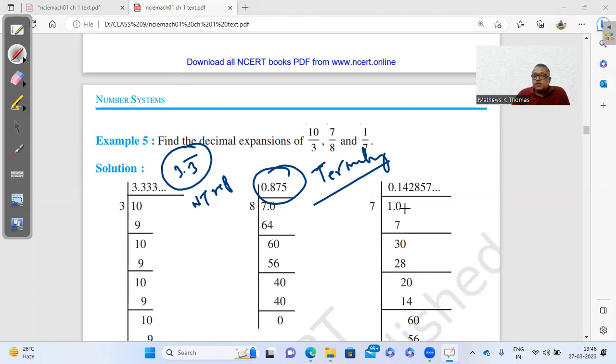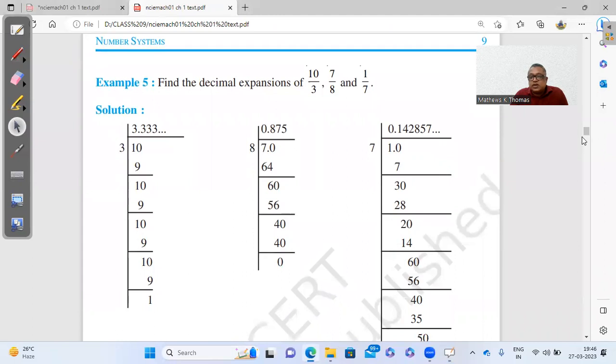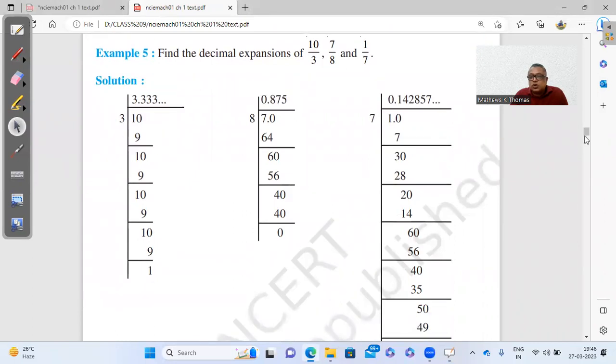Similarly here, 1 upon 7, I'm going to divide this. I'm going to get 7 1s are 7, 30, 7 4s are 28, 20, 7 2s are 14, then 60, 7 8s are 56, then 40 comes, 7 5s are 35. Then what is happening is that after this stage, the numbers will start repeating. So here they have done up to 7 and stopped there.